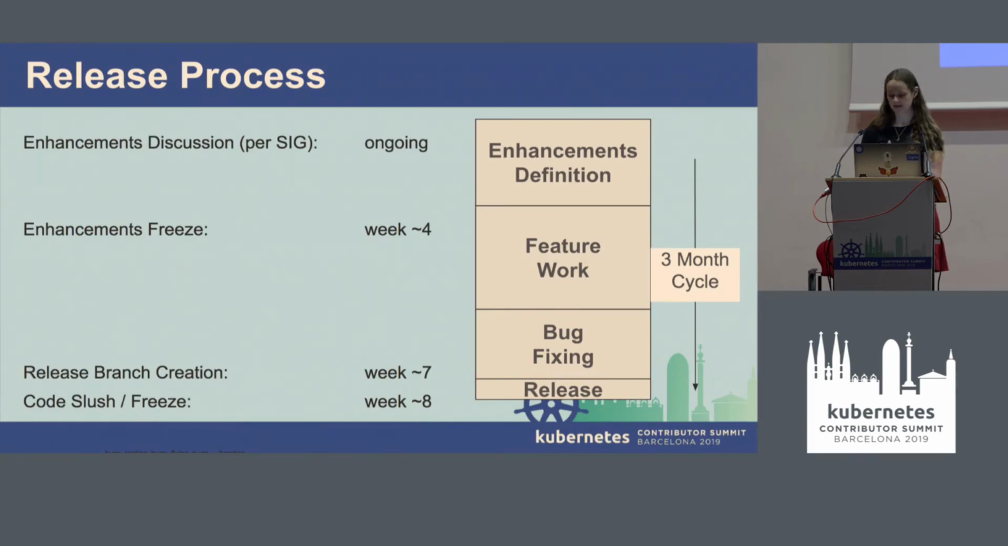After that, we create the release branch off of master. And no code gets merged into that release branch unless you get special permission. You can still merge all sorts of PRs into Kubernetes master. That's fine, but that is now head and not the release branch. And then after code freeze, we take another week or so and cut the release.